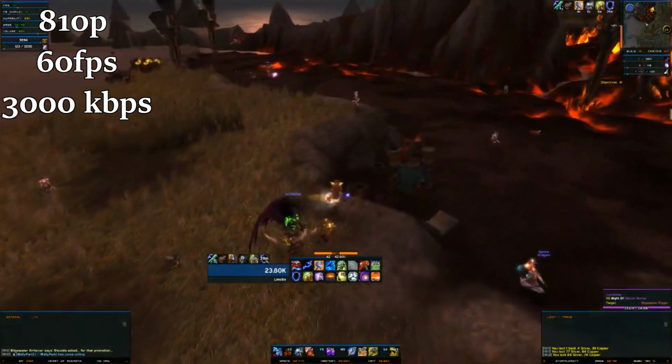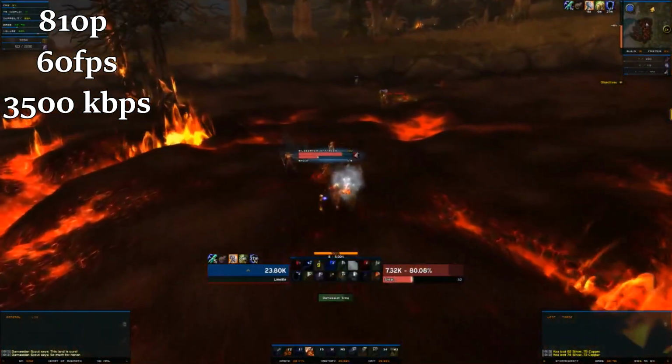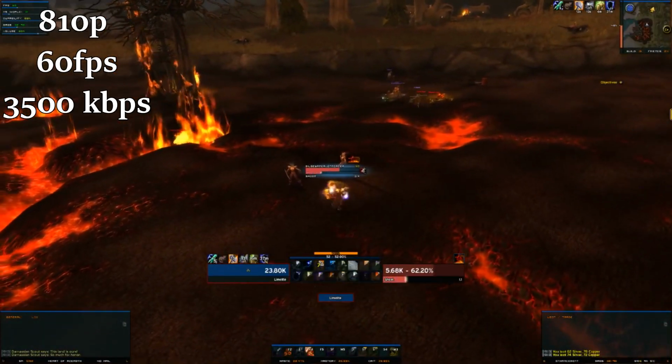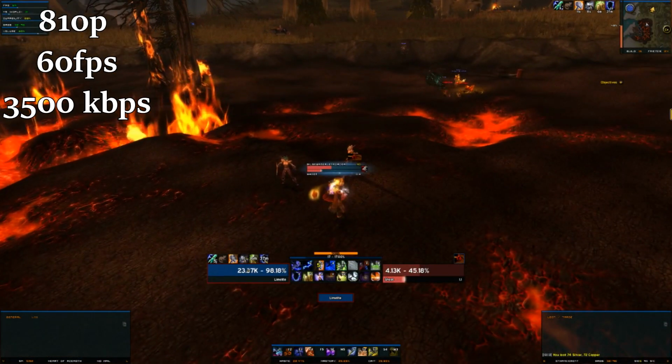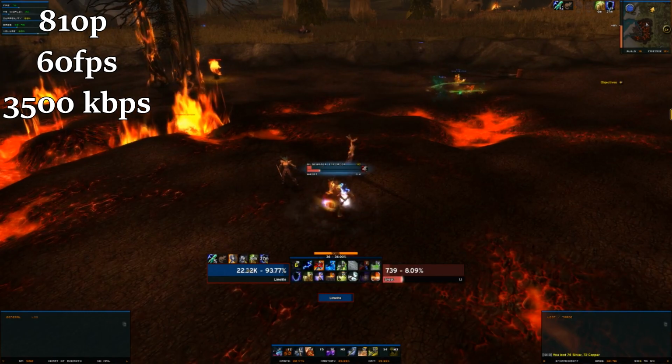Obviously moving up into the higher bit rates here. I top off at 4000 bitrate, but really you probably want to be looking at 4500 or 5000 bitrate.